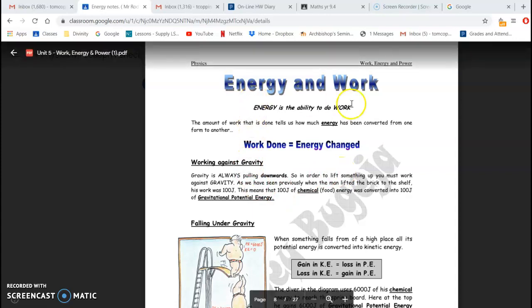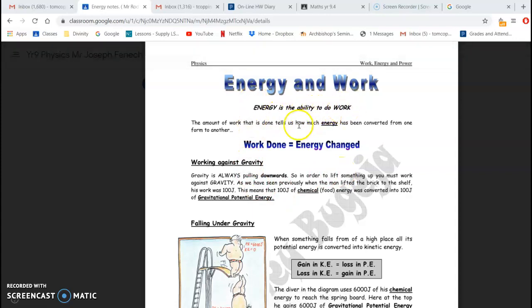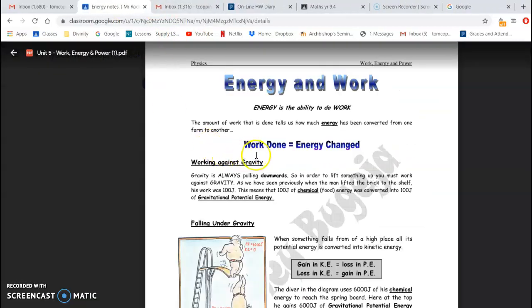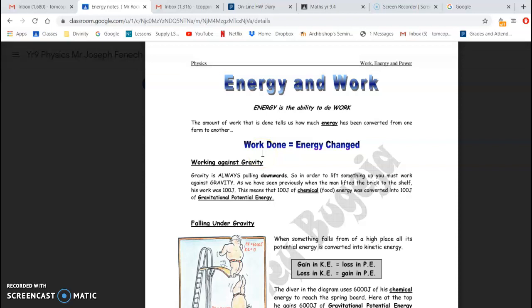Moving on to energy and work. Energy is the ability to do work. Work, remember, refers to picking up an object, for example. The amount of work that is done tells us how much energy has been converted from one form to another. So what this means is, when you change chemical energy into kinetic energy to move the object, how much energy was changed?